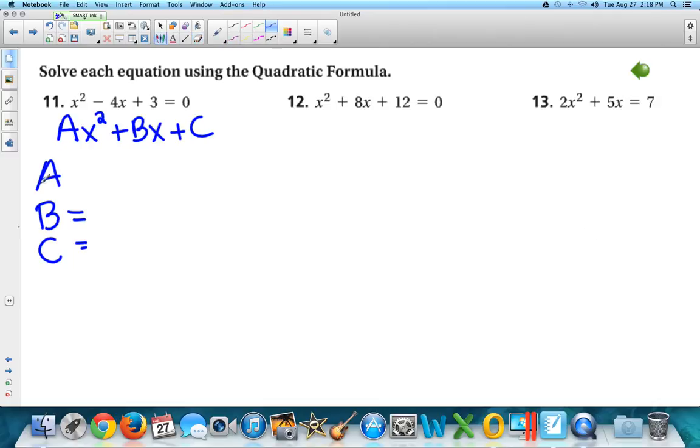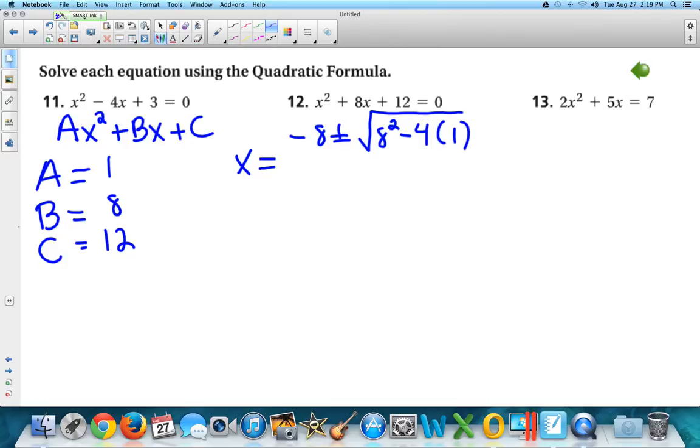Okay. Now I'm going to work example 2. So I write down a, b, and c, which are 1, 8, and 12. I substitute into the formula. So I get negative 8 plus or minus the square root of 8 squared minus 4 times 1 times 12. All of this is going to be divided by 2 times 1.